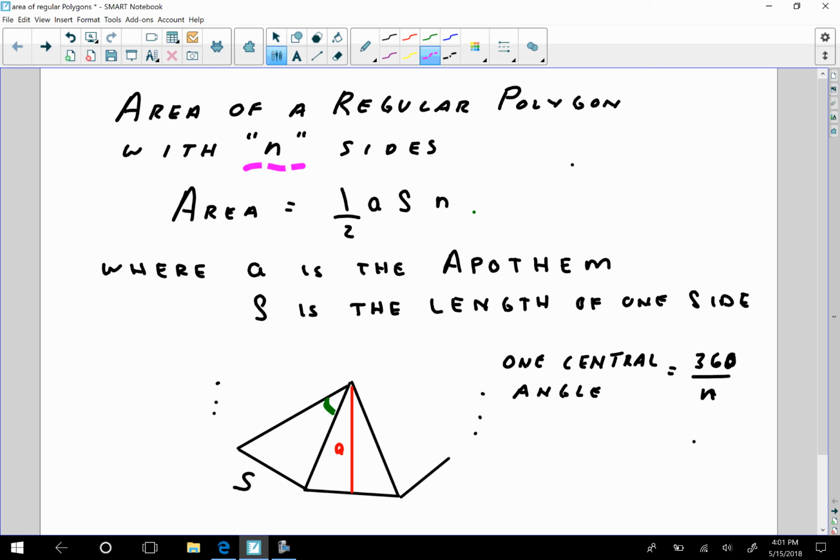Here I have an example of a regular polygon with n sides, where n really isn't known. N could be 5, and could be 7, and could be 20, and could be 30, the number of sides. So the number of sides is just going to be undetermined.